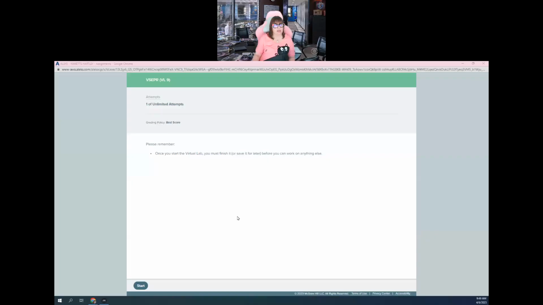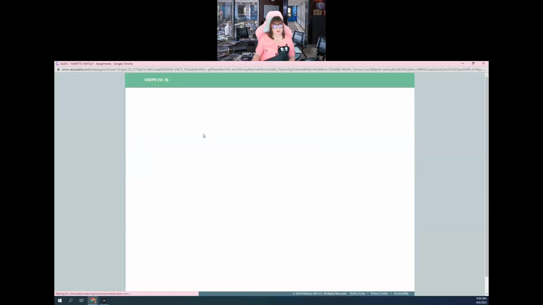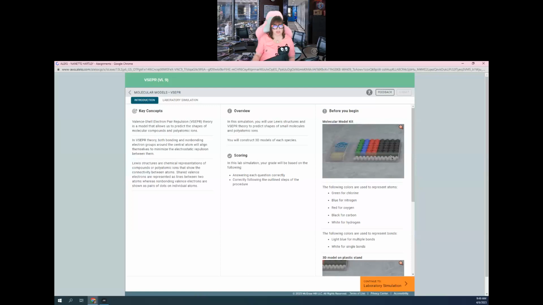So I'm going to share my screen so that we can take a look at this together. I'm in here in a preview of the lab. When you come into this, you'll see that there's a molecular model kit here. And it'll say the following colors are used to represent atoms. So they tell you what these are here, but they don't tell you inside the lab itself. So I had to make a screenshot that kept with me while I was working on it.